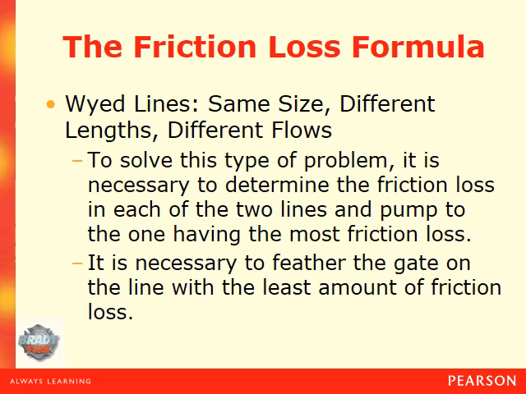When you look at wye lines with the same size and different lengths and different flows, to solve this type of problem, it is necessary to determine the friction loss in each of the 2 lines and pump to the one having the most friction loss, and then again feathering or backing down with the gate device on the lines that require less amount of friction.